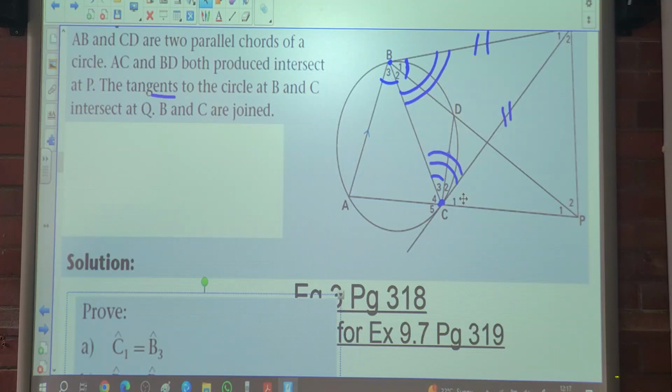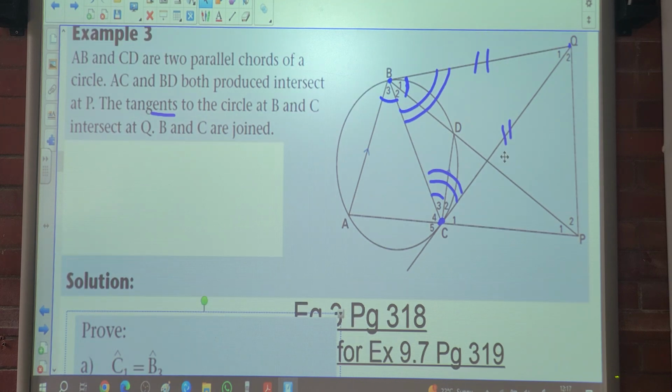So C1 is equal to C5, vertically opposite. C5 is equal to B3. Why? Tan chord theorem. There we got that one already. Yeah? And so I'm going to move it over now and write it down, but because of the markings here, I don't want to move it yet.